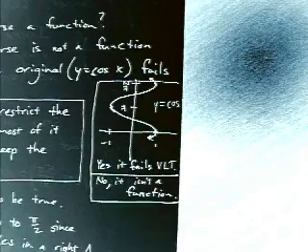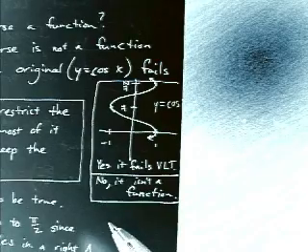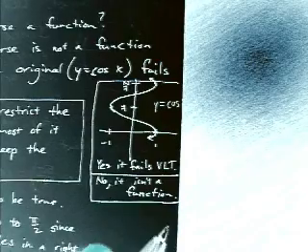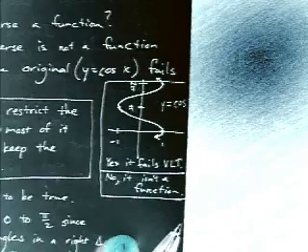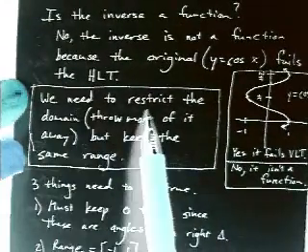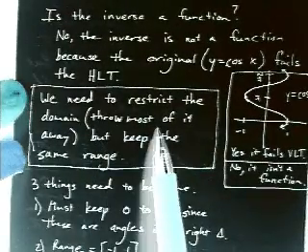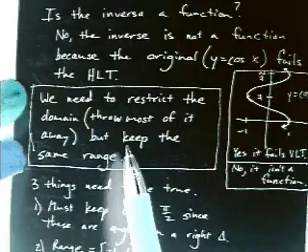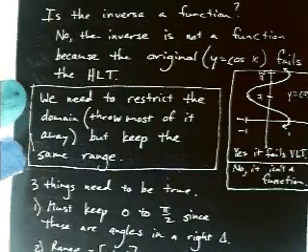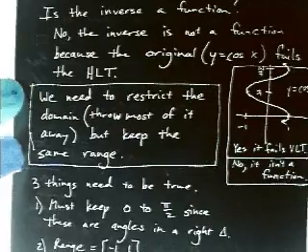If you did show it, which is a reflection across the line y equals x from the original, you would see that it fails the vertical line test. So that's another way you can look at that. So what we need to do is restrict the domain. That means we need to throw away most of it, but keep the range. We want the range to stay the same, but we want the domain to be restricted.